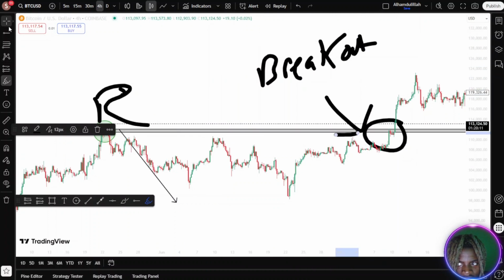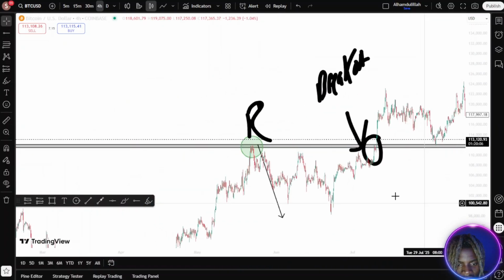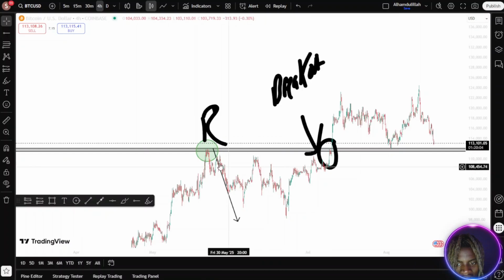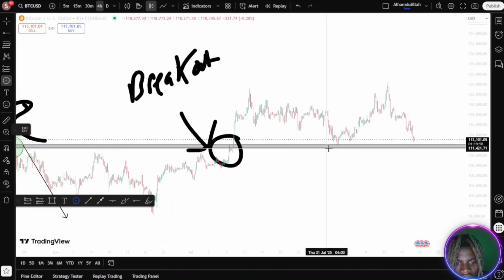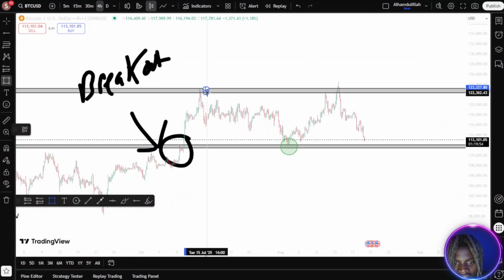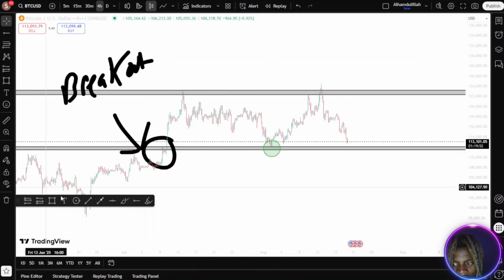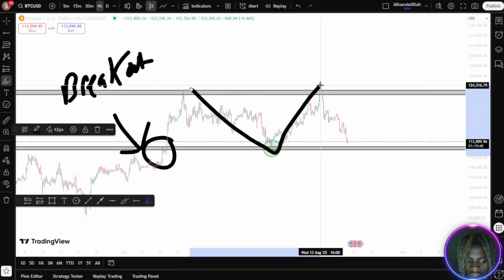So that could have been one potential entry. And if you didn't enter at the breakout, it's fine. What you can do is wait for a pullback. You're going to wait for the resistance that was originally broken out of to turn into support. And then you can go ahead and take the gap fill from the original breakout. Okay. Easy.